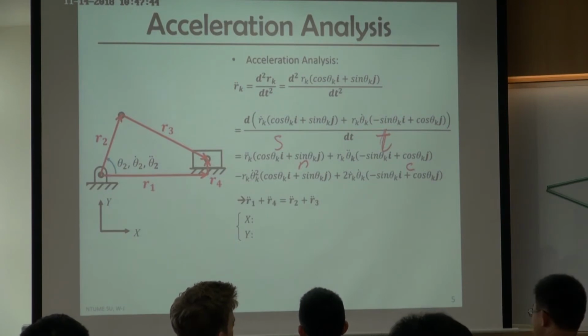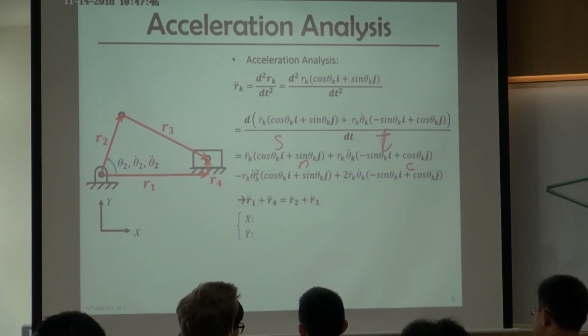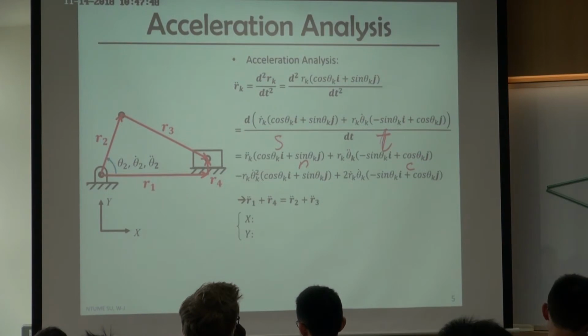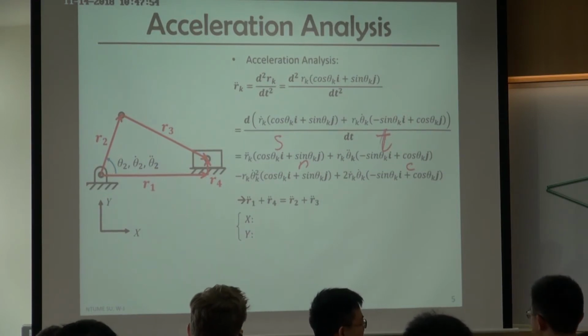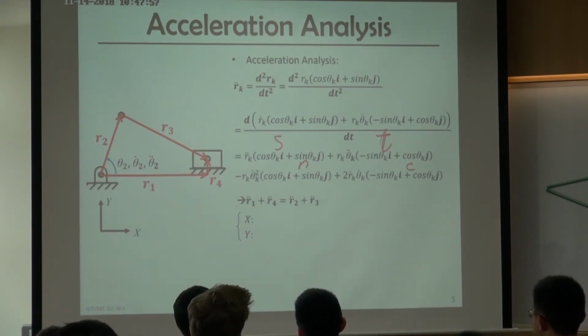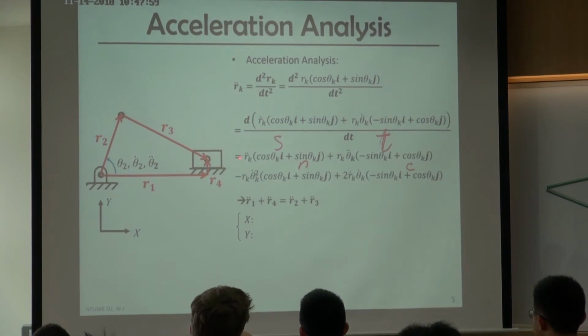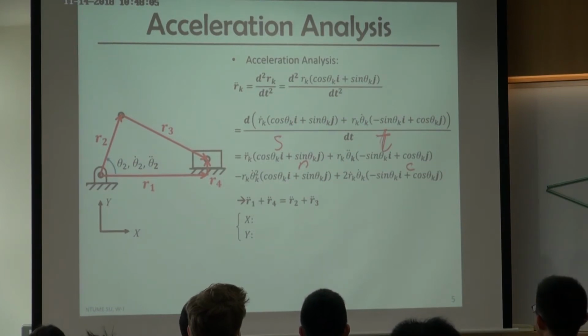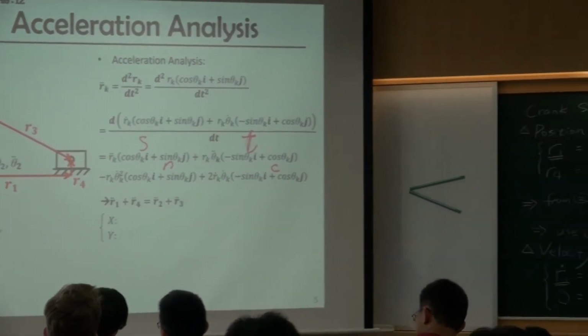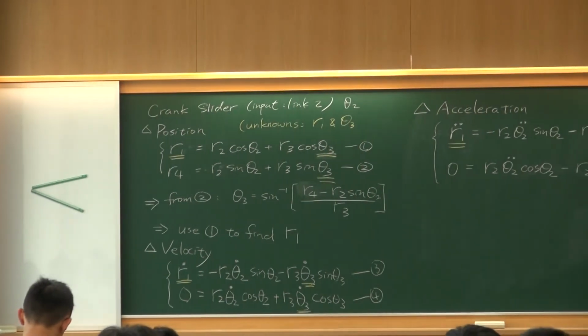Any idea? R1 dot, yeah. R1 dot is the velocity. Thank you, I was waiting for someone. Okay, so R1 dot is basically just the velocity of the slider, and R1 double dot is the acceleration of the slider. We also have information about the input, because the input is theta 2 dot. So we get an input, and by using these two equations, we can obtain the output.